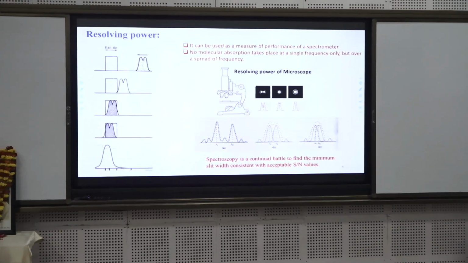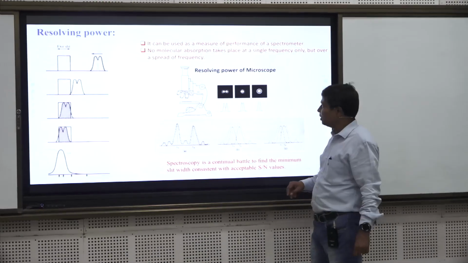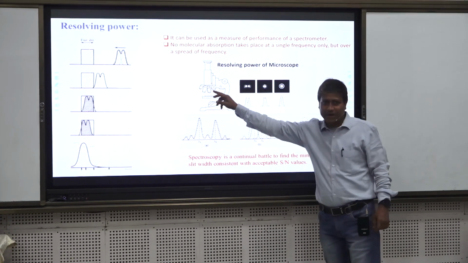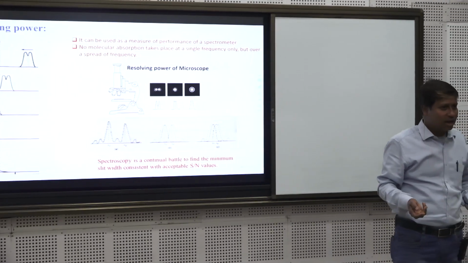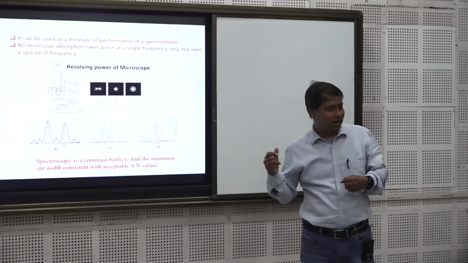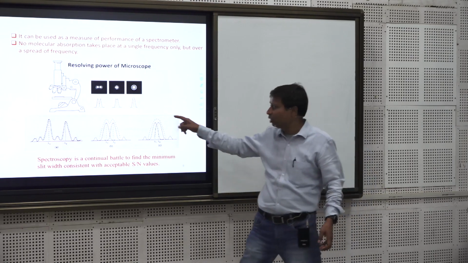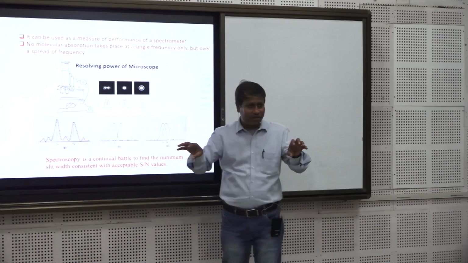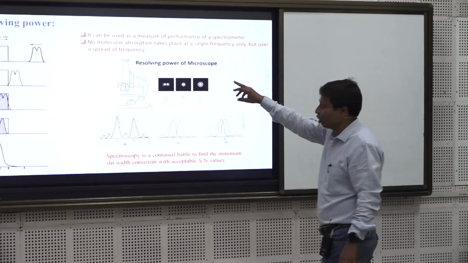You have another issue, resolving. Resolving means, say you have two dots, you want to see these two dots, and you have a microscope. Not all microscopes allow you to see the two dots. If you have an expensive one, then you see the two dots clearly. If you have a cheap one, then you don't see the two dots clearly. You see only one dot. So resolving two different spots comes under resolving power.